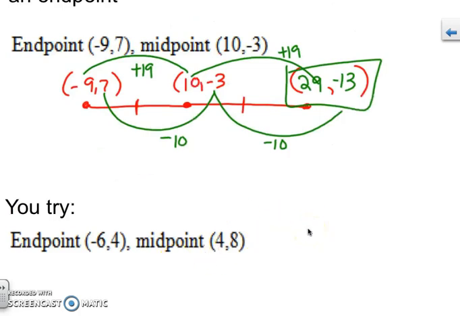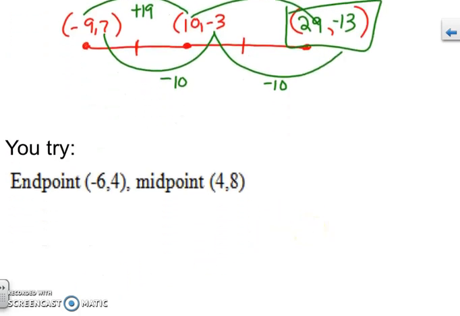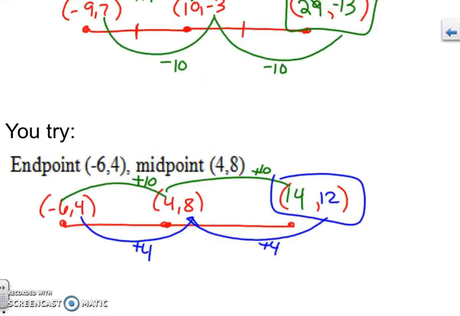Let me know if you have any questions. So you had to figure out how to go from a negative 6 to a positive 4, which was a distance of a positive 10. So make sure you do that to the other x's. Same thing, how do you go from a 4 to an 8? Well, you add 4 and make sure that happens again. Okay, so that's how you find an endpoint given an endpoint and a midpoint.